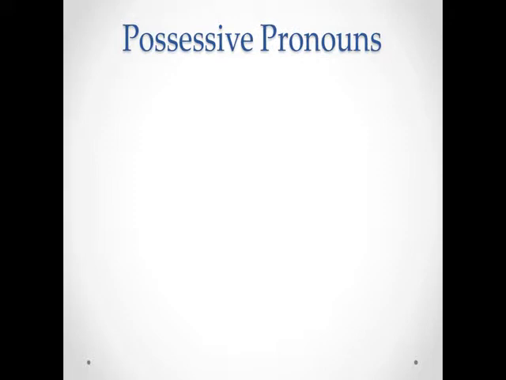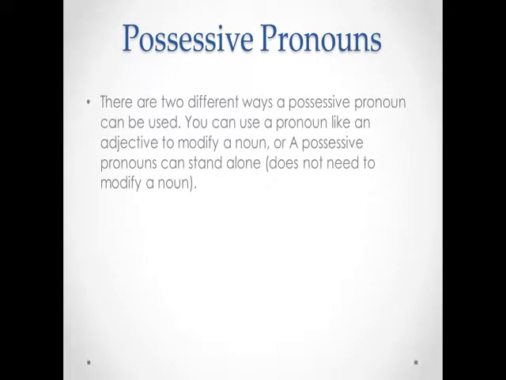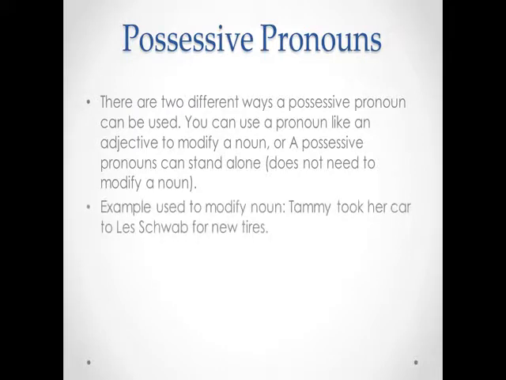So when you're writing possessive pronouns, there are two different ways a possessive pronoun can be used. You can use a pronoun like an adjective, and then that adjective would be modifying the noun, or a possessive pronoun can stand alone. It doesn't need to modify a noun, so it could just stand by itself. So here's an example. If you look here, Tammy took her car to Le Schwab for new tires. So we know Tammy's the subject. We know took is the verb.